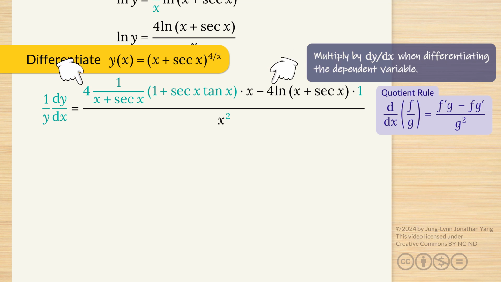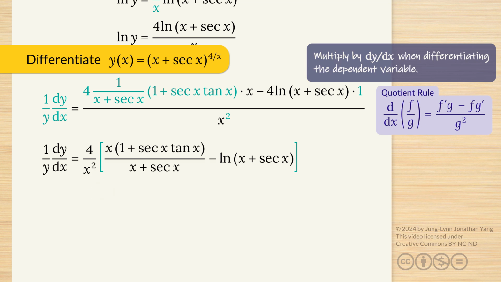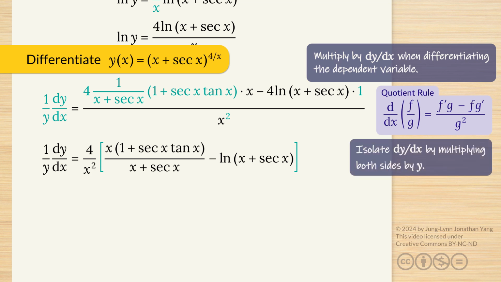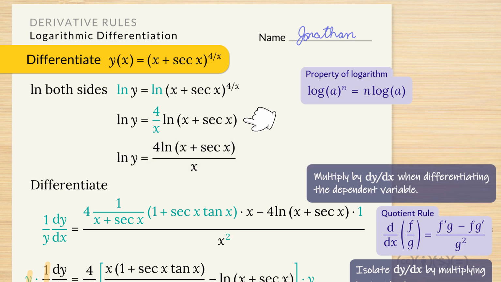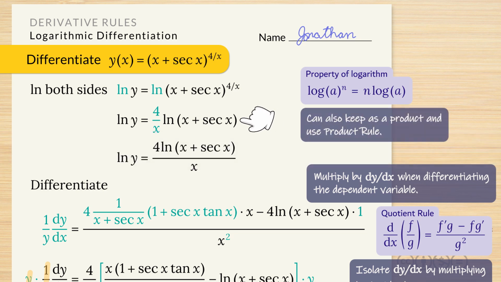Though optional, we can factor out the 4 to put on top of x squared. That's the derivative, although assignments and exams often want an explicit answer. Dy dx equals something not multiplied with something with a y in this case. Let's isolate dy dx. Multiply both sides of the equation by y. Write y in terms of x, which was defined above in that given equation. If you like to leave 4 over x as is as a factor, and then use the product rule to differentiate, that works as well.